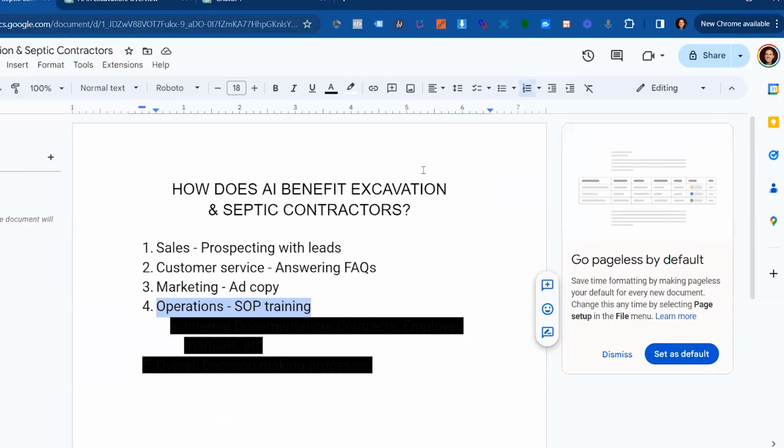So there's a way that you can use it, and another way that you could use artificial intelligence would be to have operations and SOP training. So the way you could do this, for instance, would be something like when you have new hires, there's documentation that needs to be set up. It could be training manuals. It could be onboarding for employees, like how do you handle vacations, or how do you handle sick pay, or things of this nature.